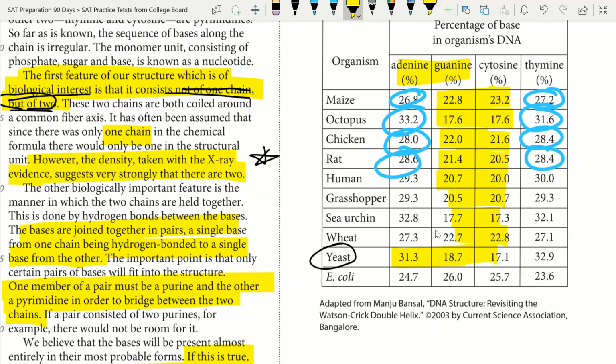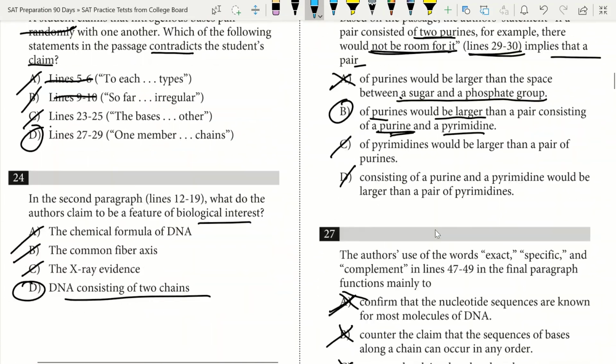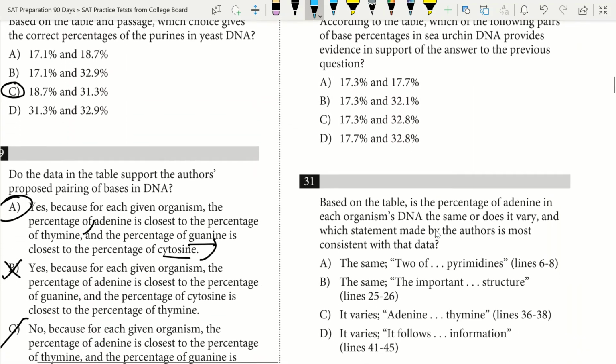So I'm going to find sea urchins. I'll use blue again, since we haven't used blue down here. We got sea urchins right here. So I would be looking for a 32.8 and a 17. A 32.8 and a 32.1, or a 17.7 and a 17.3. So either way, two numbers very, very close to each other is what we're looking for our answer down here.